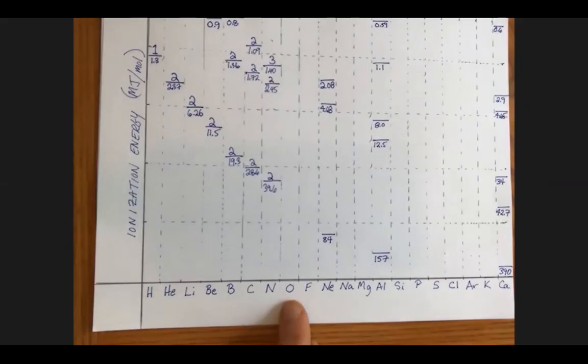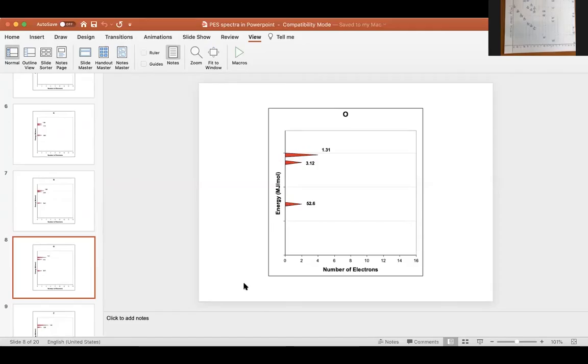Okay, so next element, oxygen. We got 3 peaks again. I don't know if you have your graph open or the energies for it. We have 3 peaks. The first one is 1.31, the second one 3.12, and the third one at 52.6. So we just have to match those energies up again.